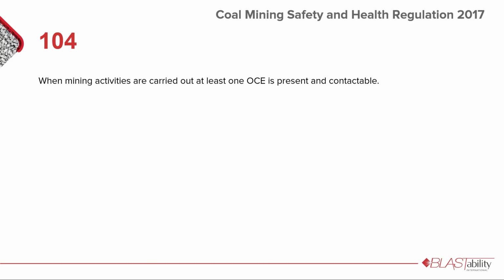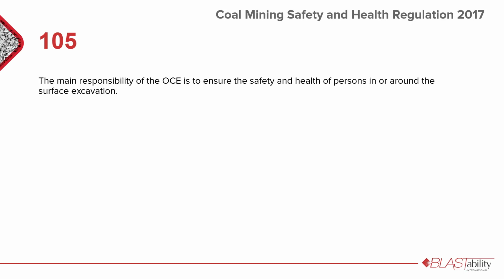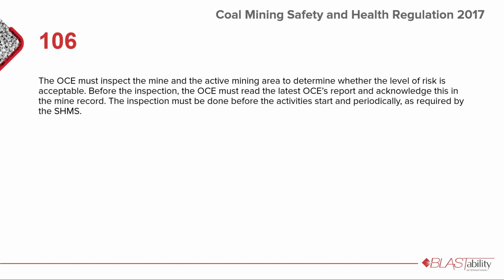104. When mining activities are carried out, at least one OCE is present and contactable. 105. The main responsibility of the OCE is to ensure the safety and health of persons in or around the surface excavation. 106. The OCE must inspect the mine and the active mining area to determine whether the level of risk is acceptable. Before the inspection, the OCE must read the latest OCE's report and acknowledge this in the mine record. The inspection must be done before the activities start and periodically, as required by the SHMS.